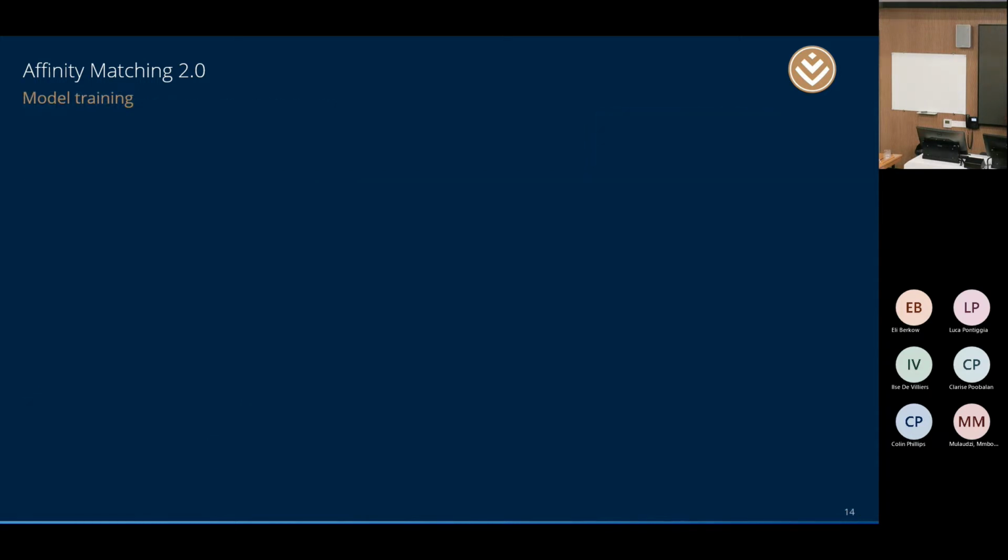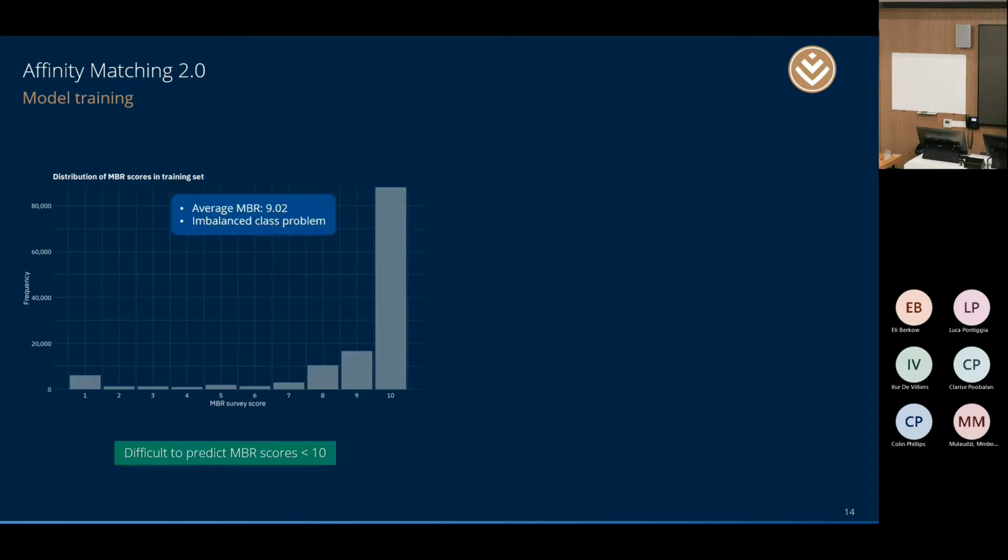Just some notes on the model training and complexities. If we look at the distribution of MBR scores in the training set, or maybe more broadly just in the business, thankfully we do get many 10s out of 10, but because the volumes are really only at the 10 out of 10s, it makes it difficult to predict accurately for the lowest scores. This year to date, we see an average MBR of 9.02 in the business. So it's incredibly hard if you work off such a high base, and to move the needle of MBR by even 0.1 is really difficult at this scale.